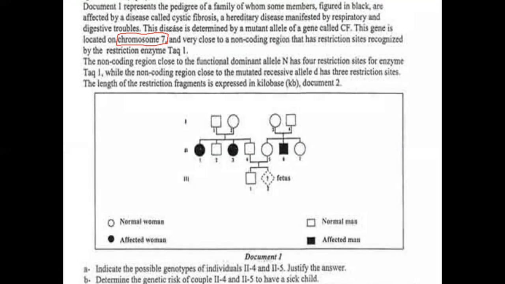Also, they mentioned that the gene is very close to a non-coding region that has restriction sites. These restriction sites are recognized by the restriction enzyme TAC1. So first, the gene is located on chromosome number 7, so this is an autosomal disease. Second, we have restriction sites recognized by the restriction enzyme TAC1. Here I'm trying to give you some hints on how to read the question, how to start step by step to analyze it before you solve.